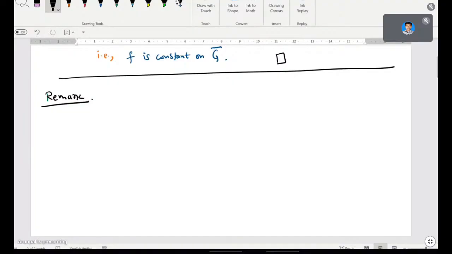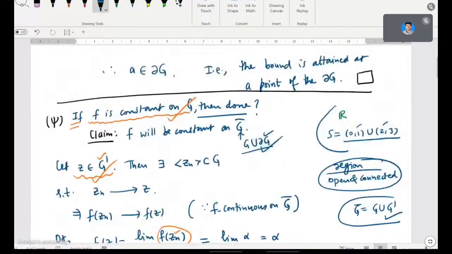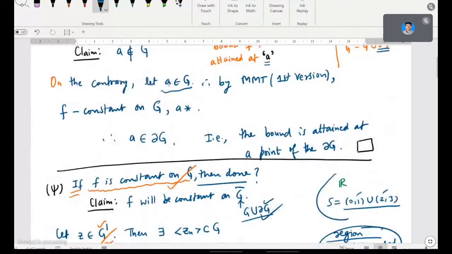Class, now I'm going to give you a remark. And the remark says that the condition, this is an important remark.